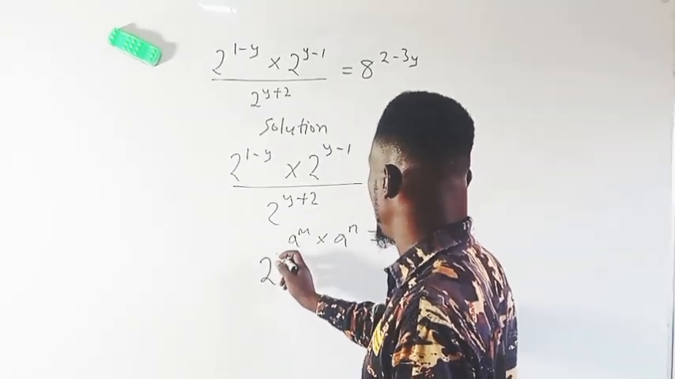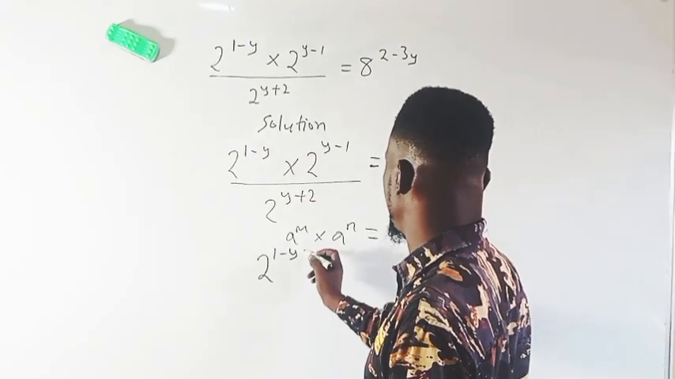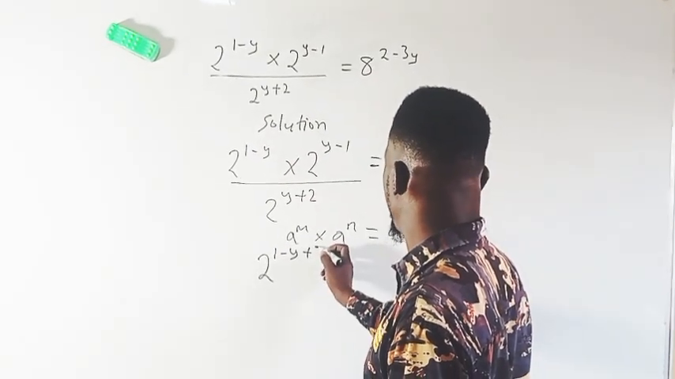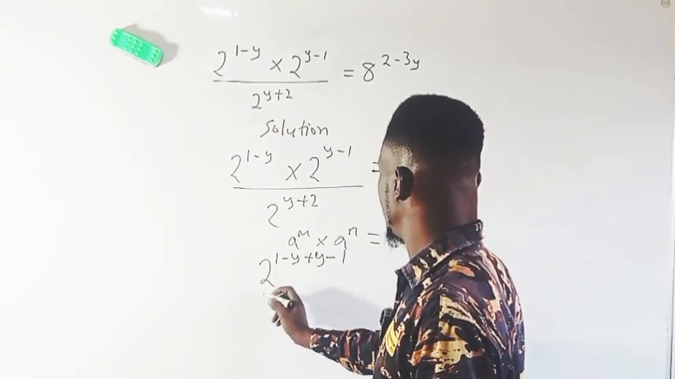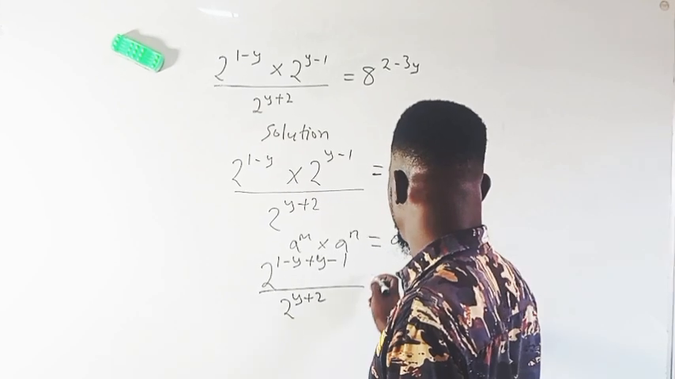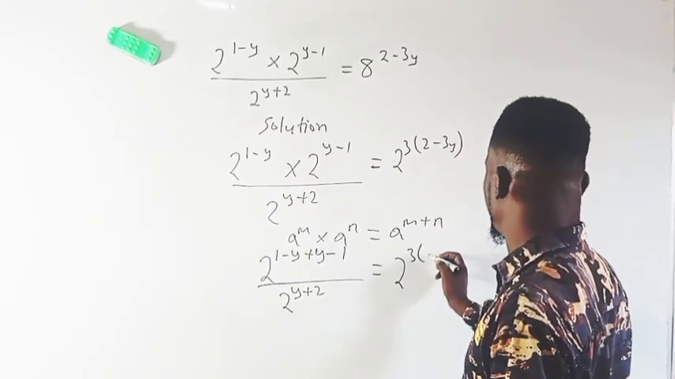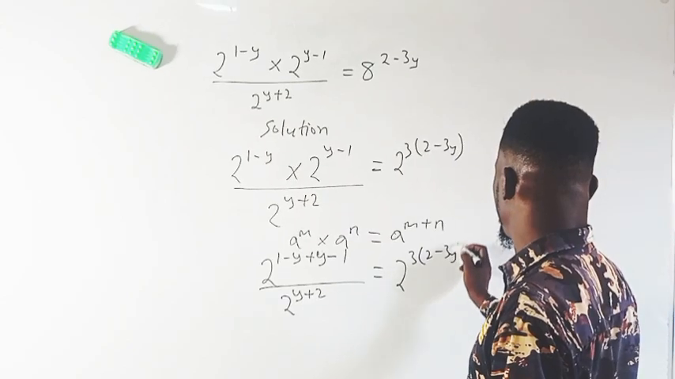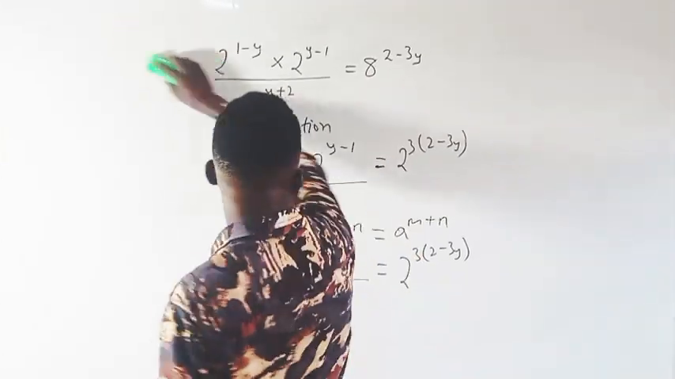2 raised to power 1 minus y. These times here become plus, so you say plus y minus 1, everything over 2 raised to power y plus 2 is equal to 2 raised to power 3 brackets 2 minus 3y. Let me clean this side here because there is no space.